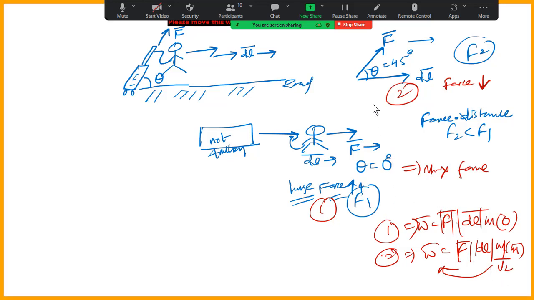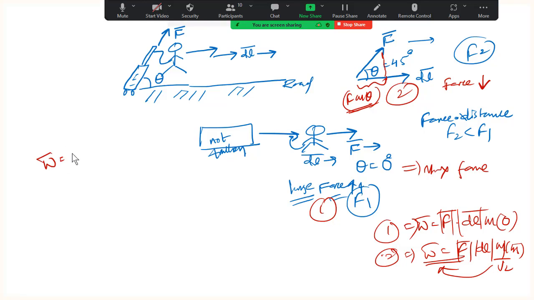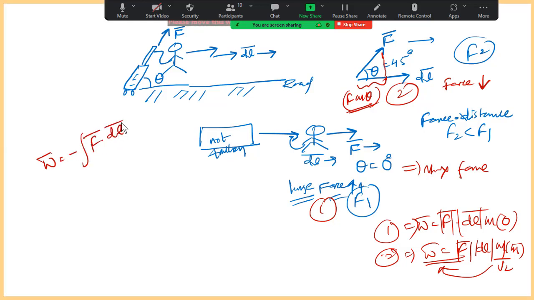Actually this is because of the projection we have to take here. It is actually F cos theta, and that F cos theta is multiplied by dL. Like that only, this work equation we got. So there is a requirement of the dot product now. You can see this cos is making the dot product. So W is equal to minus integral F bar dot dL bar. In this way we can take the work equation.